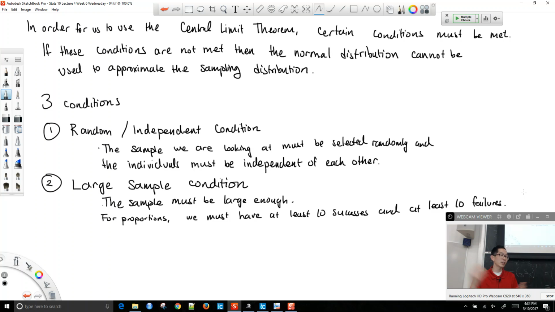Or, on the other hand, if you're surveying something really common, and 99% of people are saying yes, you need a survey where you have at least 10 failures. You need at least 10 successes and at least 10 failures. If counts are not given, you have to figure out the counts yourself.